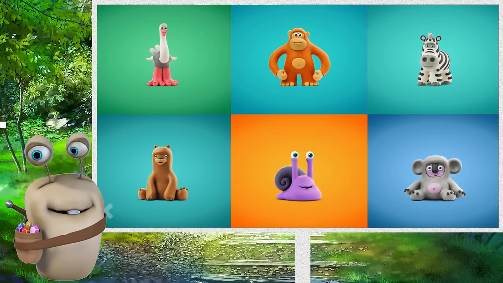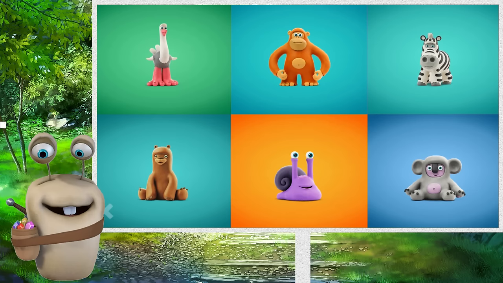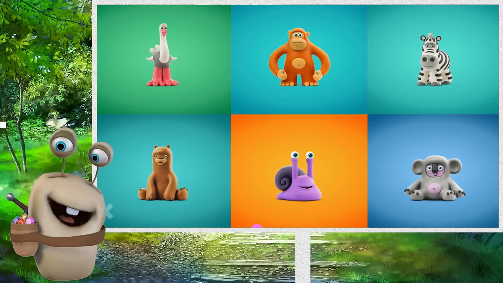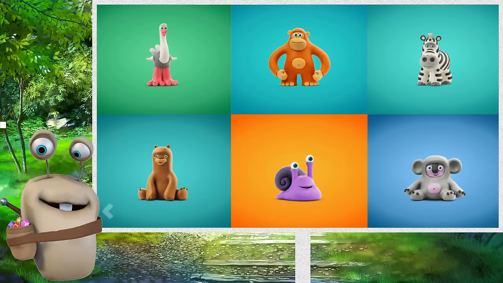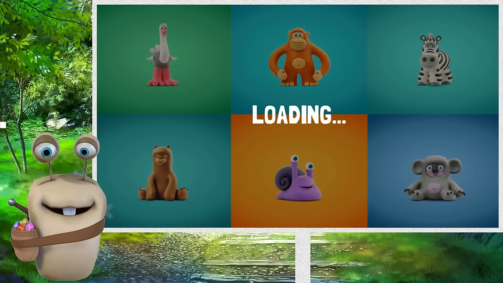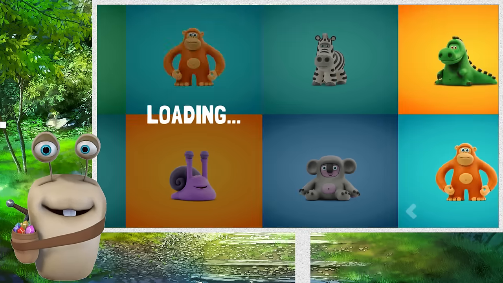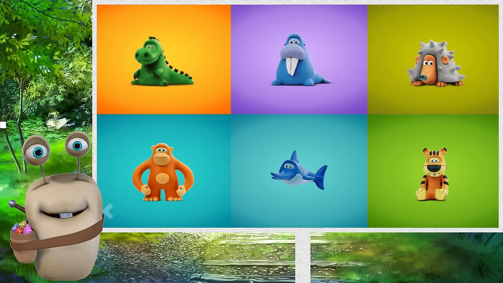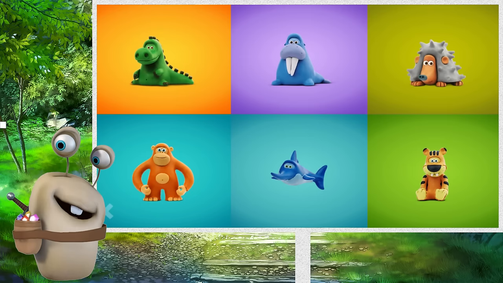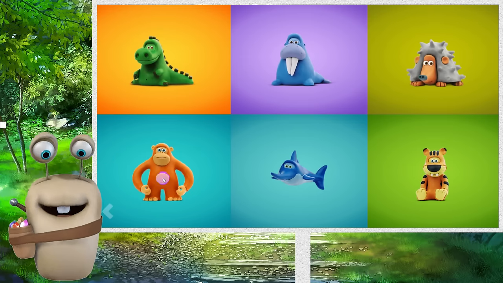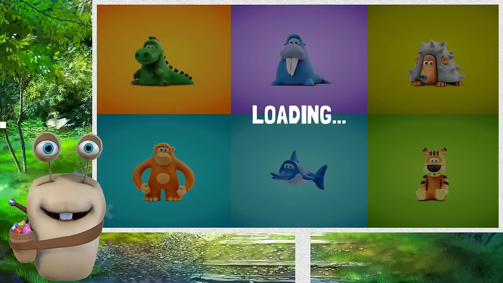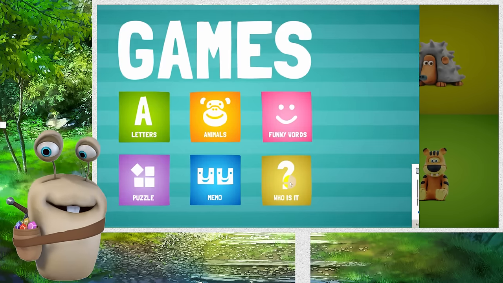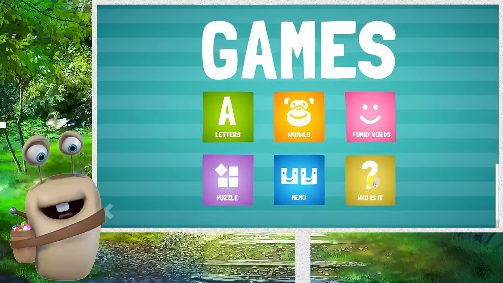Find the snail. Snail. I am a snail. Here is my brother. I think this one is snail. Show where the monkey is. Oh, monkey is easy. Monkey. Great work. Hello, monkey. Now, let's try to guess. Who is it?